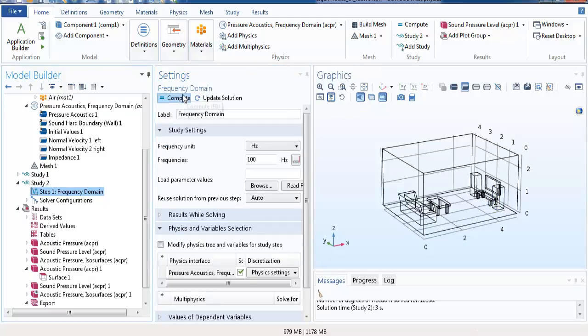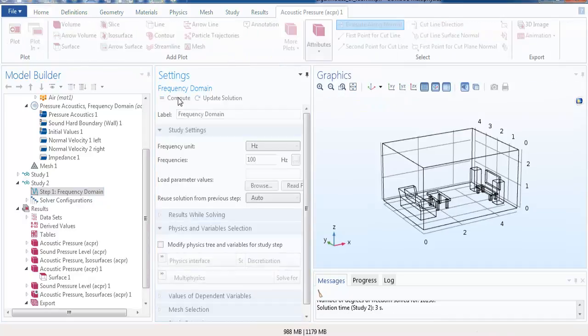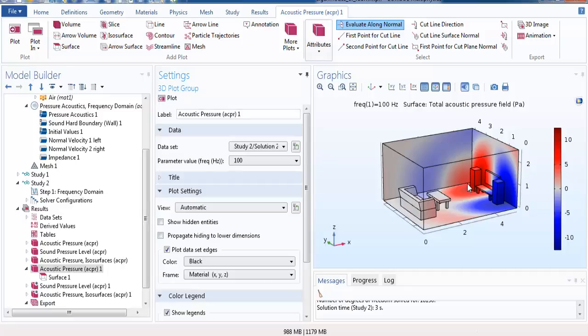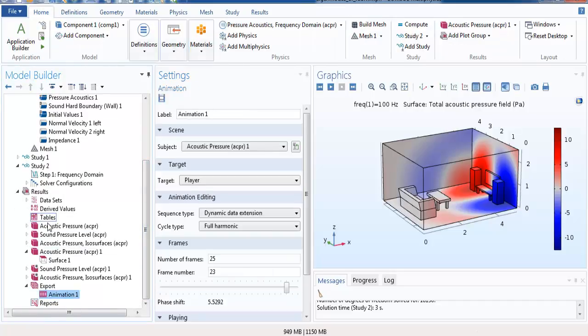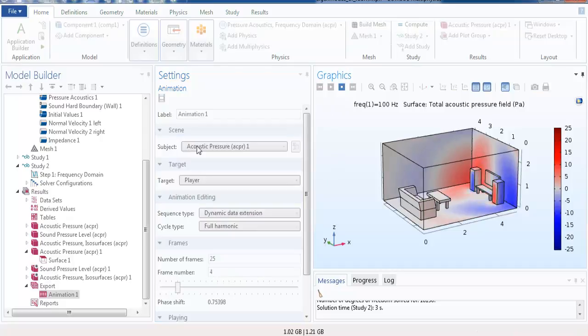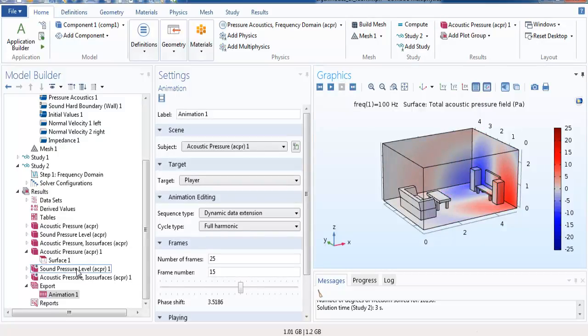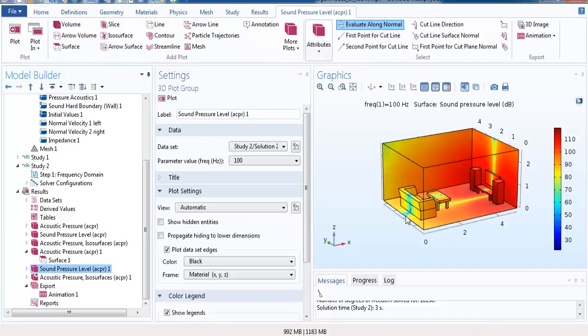I can go to my study node and my frequency domain node and run the study again. And there we see, sure enough, where it's red next to one speaker, it's blue next to the other. If I go to my animation, I can animate any of these plot groups by choosing that one, but the subject we want is that acoustic pressure one node. Sure enough, we see a quiet line down the middle where they exactly cancel out and sound radiating out of phase. So we've modified their sources, and as a result we've got a different sound field. If we look at our sound pressure level, we see this line of silence between the two loudspeakers because they're out of phase.